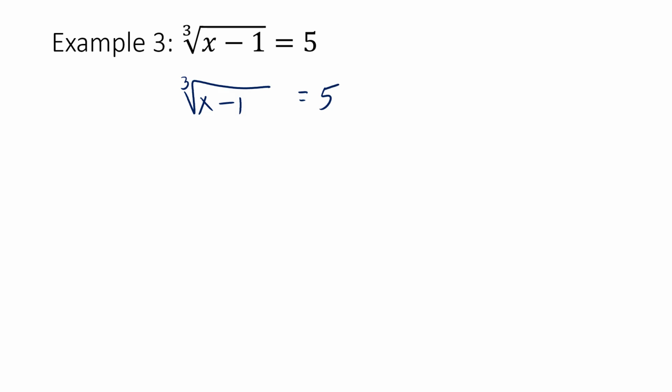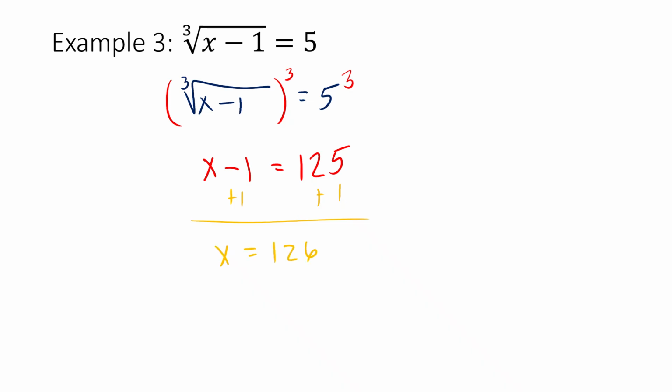This is a cube root. So the way that we would undo a cube root is by cubing it. And of course, we would cube both sides. So if I cube a cube root, I get what's inside. So I'm going to get the x minus 1. 5 to the third power is 125. And now we're left with a one-step linear equation there. And we get x is equal to 126. So same principles. I love that about math. It's very consistent. So whatever works for square roots is also going to work for cube roots.